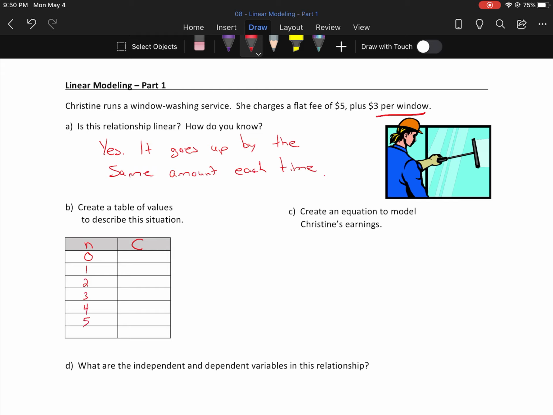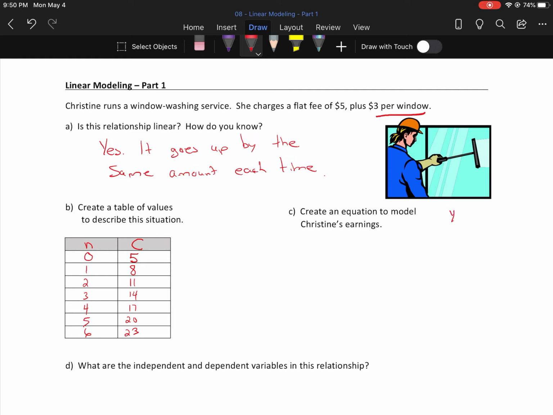So how many windows can she do? Well, I guess technically she could do 0 windows. 1, 2, 3, 4, 5, 6. And for 0 windows, it's still going to cost that $5 flat fee, which seems a little stunning. But again, normally you're not going to have her come for 0 windows, so you're not really paying that $5 anyways. That $5 is for her time and her supplies and everything like that. And that's going up by 3 each time, so extra $3 for each window. So we go up to 8, 11, 14, 17, 20. I'm just adding 3s on there.